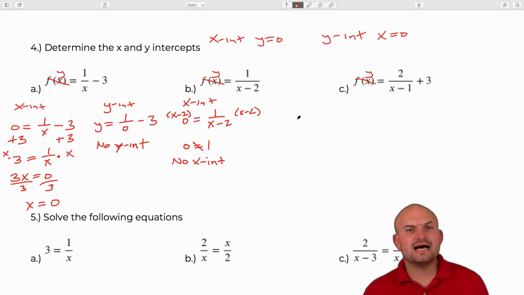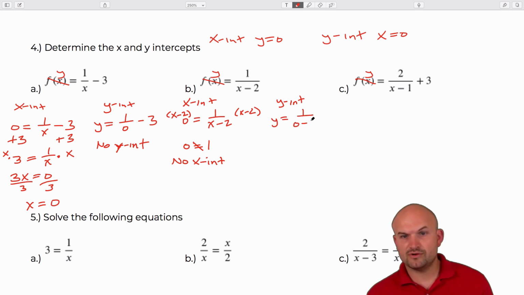All right, let's go ahead and look at the y-intercept. Now when looking at the y-intercept, we're going to do the same thing here. So we'll have y is equal to 1 over 0 minus 2. Well, this one's pretty easy. 0 minus 2 is negative 2. So y equals negative 1/2. All right, next example here, we have x-intercept.